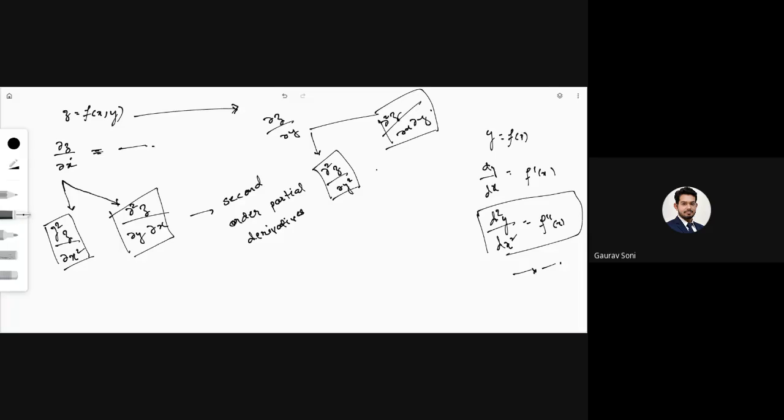So what I'm going to do is write z is equal to f of x, y, z. And so these are also second order partial derivatives. So if I have z is equal to f of x, y, z, how many choices am I going to get? Anyone who knows permutation combination very well?